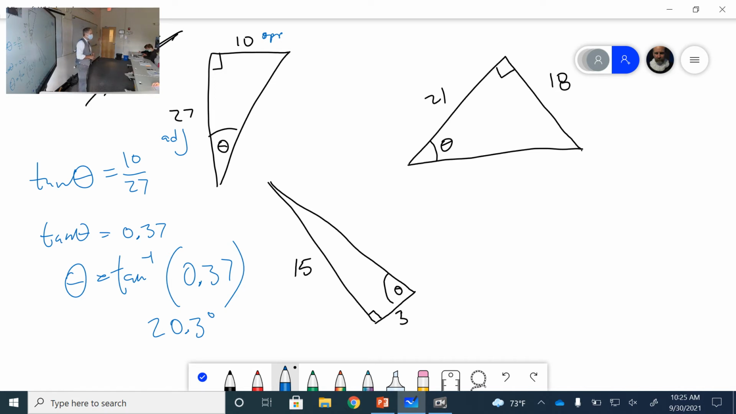Yes, ma'am. Well, I did the tan in my calculator, but I don't know how to do the negative tan. Okay. Are you using your phone? Yeah. I flipped it over and I did the second tan. So what you do is you put in the number. Turn off the second thing. Okay. And so now go 10 divided by 27.